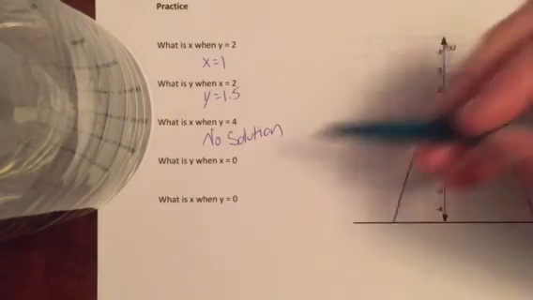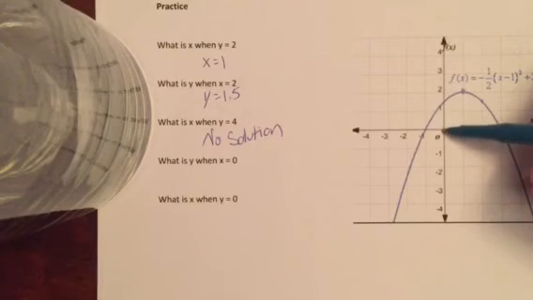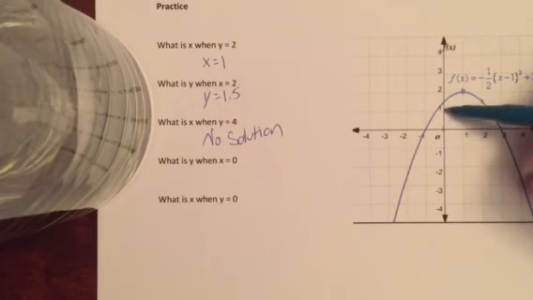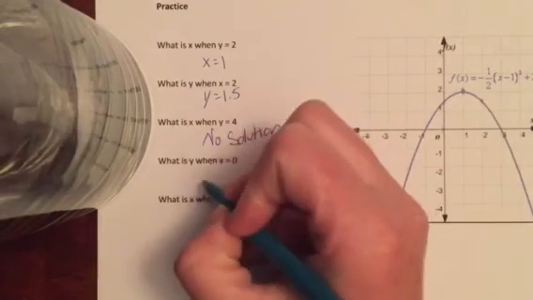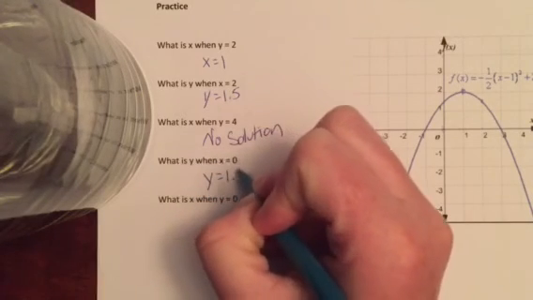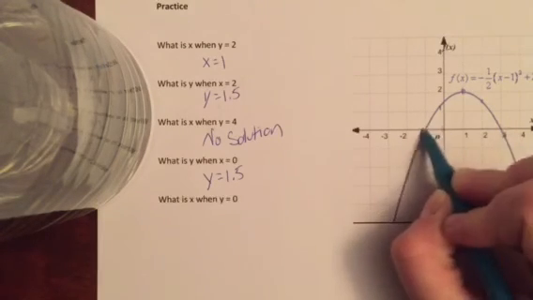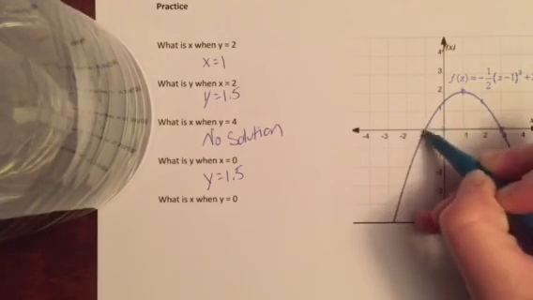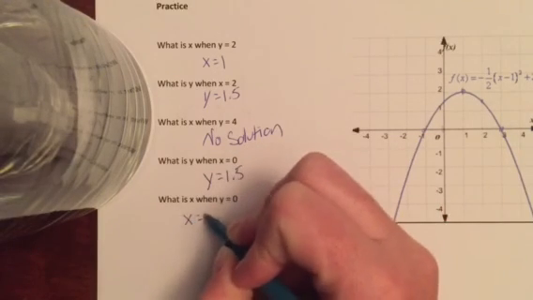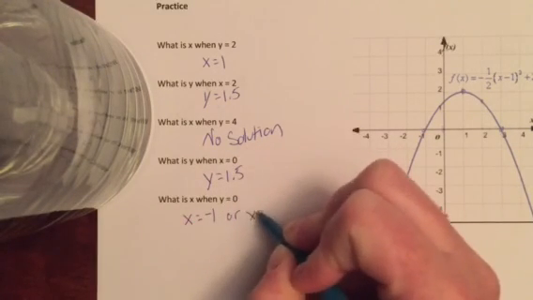Okay, what is y when x is 0? So here's where x is 0. I need to discover y, or how high it is. Looks like it's about 1.5. And what is x when y is 0? So we're not going up anywhere, we're just going here. It looks like it hits it at 3 and -1. So we'd say x equals -1 or x equals 3.